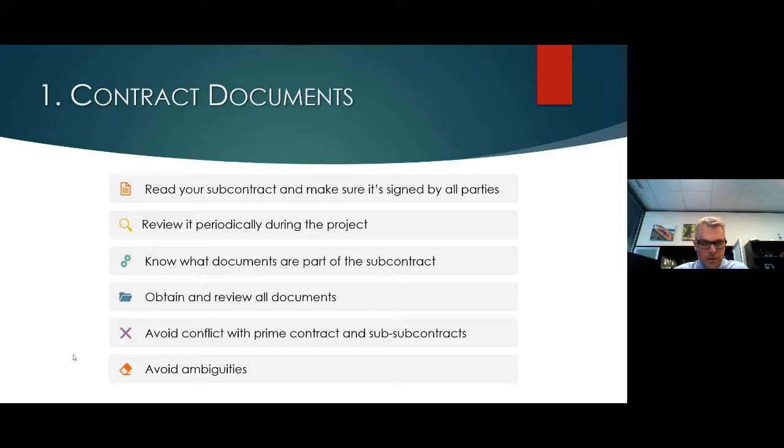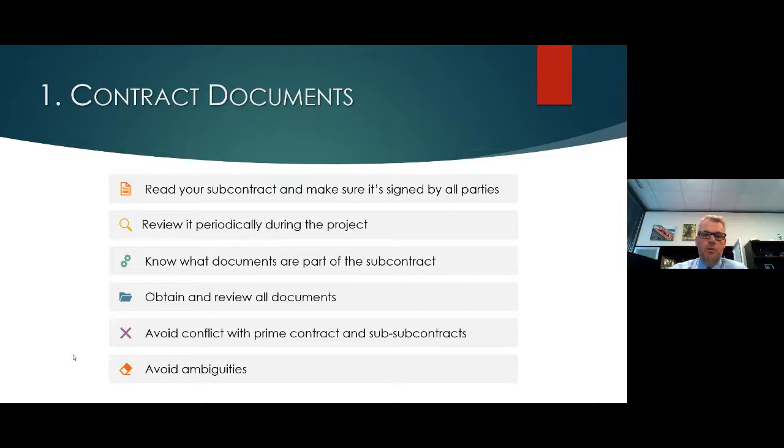Also need to know what types of documents are part of your subcontract. We've seen many instances where there is a subcontract, we get a copy of the subcontract, but there are documents referenced in it and incorporated into it, and the parties don't have all of those documents. So just make sure that you know what documents are included in your subcontract and that you have copies of all of those.